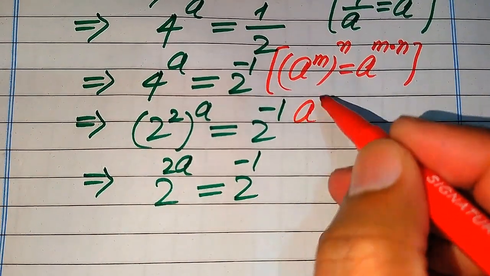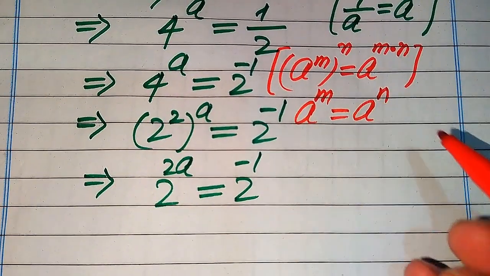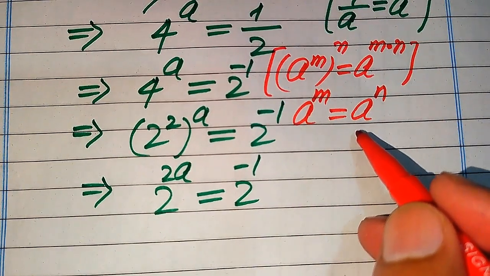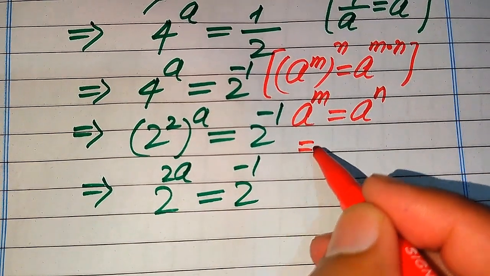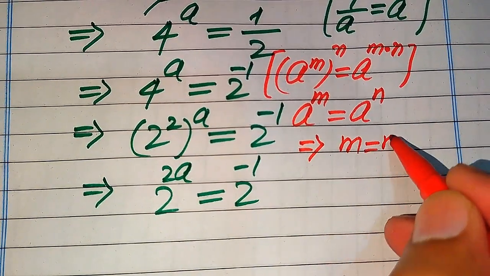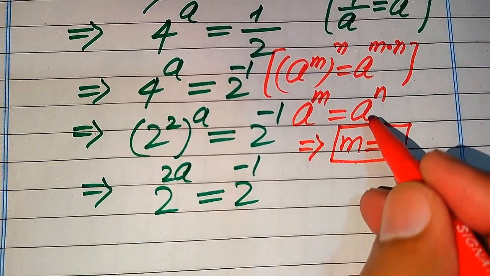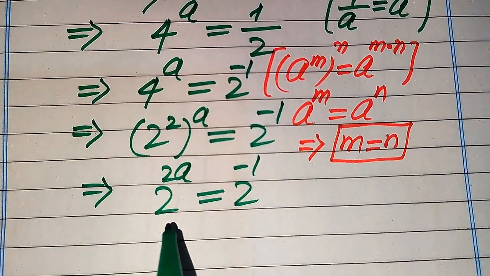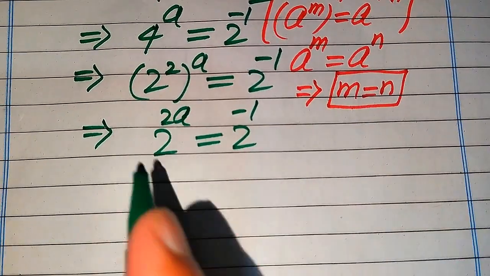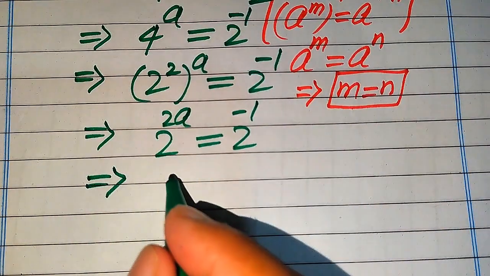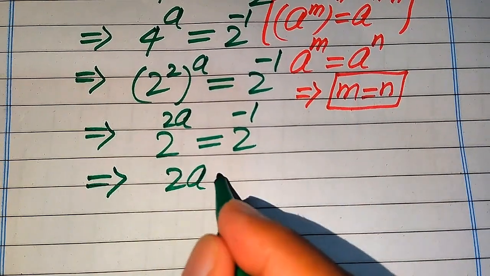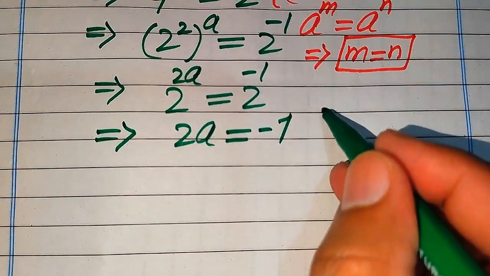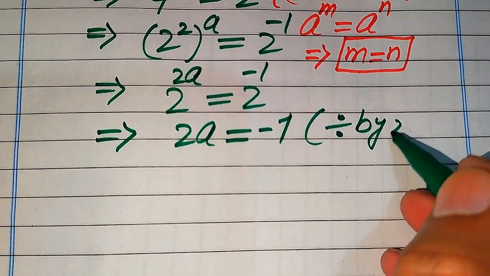Further in the next step we use another exponent law. You know about that: if we have a to the power of m is equal to a to the power of n, if the bases of these two terms are the same and they are equal to each other, then we need to equate the exponents. So this implies that m is equal to n. We use this rule only when the bases on both of the sides are the same or equal. In our case the bases on both sides are equal, so we equate the exponents: the exponent on the left hand side is 2a and on the right hand side is minus 1. So for the value of a we need to divide both of the sides by 2.